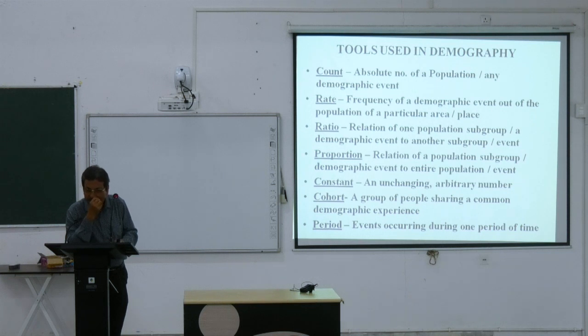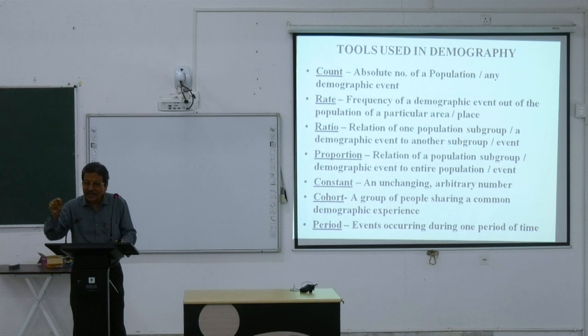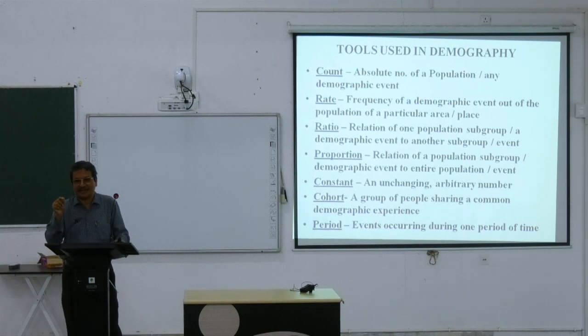Let us come to maternal mortality ratio. Maternal mortality ratio is defined as the number of maternal deaths per 1000 live births. So what is this event? It is a ratio.